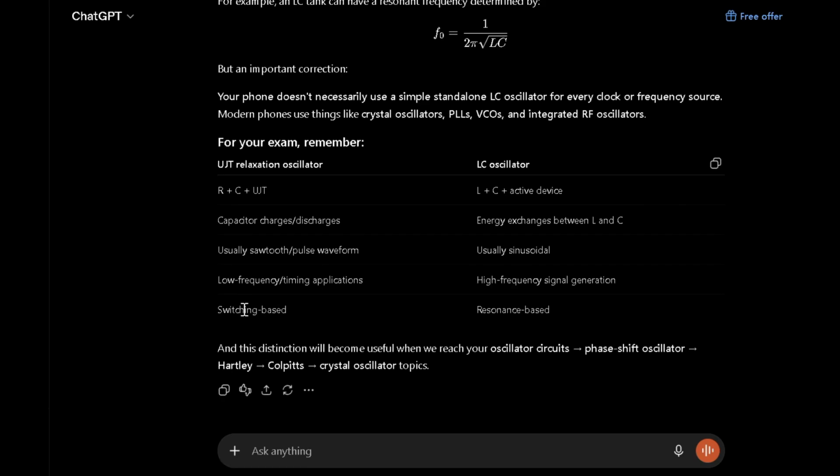But in an LC oscillator, inductor with capacitor, energy continues moving back and forth, capacitor electric energy, inductor magnetic energy. So you get a sinusoidal oscillation. The ideal LC resonant frequency is 1 by 2 pi root LC.